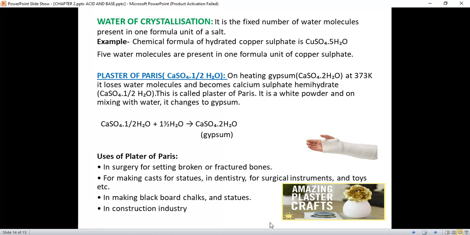And how is it prepared? It is prepared by heating gypsum at 373 Kelvin. And how can we make gypsum from plaster of Paris? By adding water molecules to it, we can make gypsum from plaster of Paris. And what are the different uses of plaster of Paris? It is used in surgery by doctors to fix the bones in the correct position. It is used for making statues, decorative items, blackboard chalks, and it is also used in the construction industry for making the walls smooth.